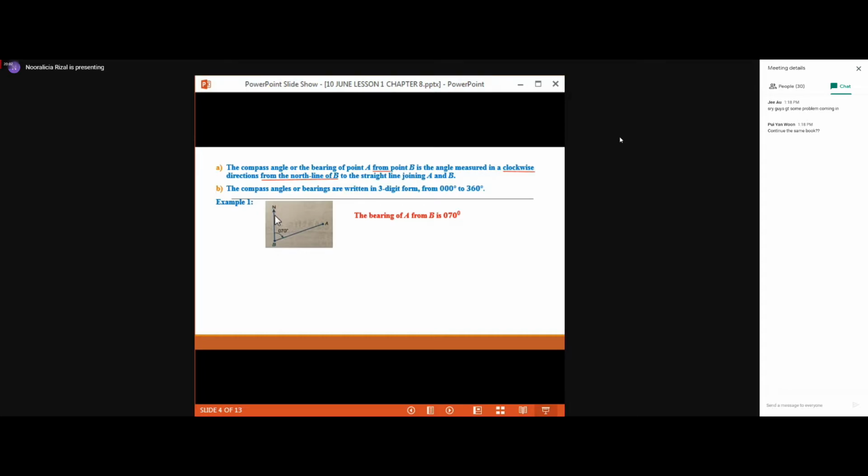So in this case, it's given to you, the north line drawn nicely. North line is at point B. Then now you move clockwise from point B, all right? So move clockwise until you reach the line joining your AB. Coincidentally, it is stated as 70 degrees. So you just write down the bearing of A from B is 070 degrees.